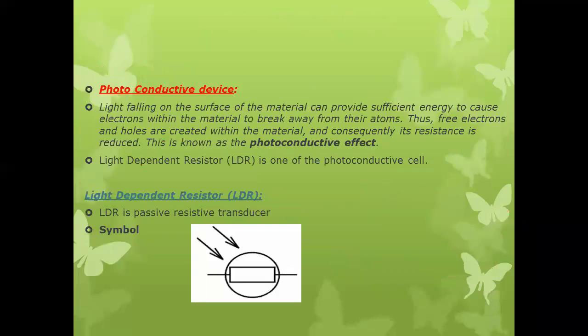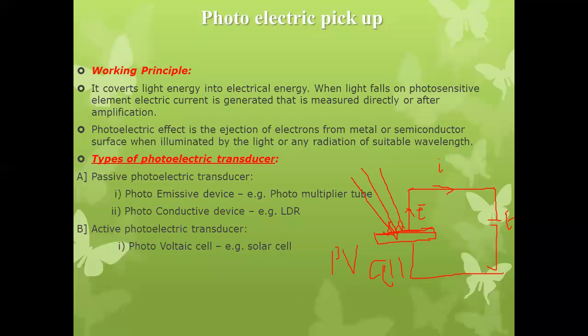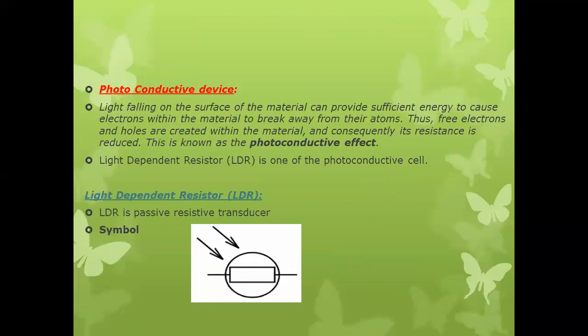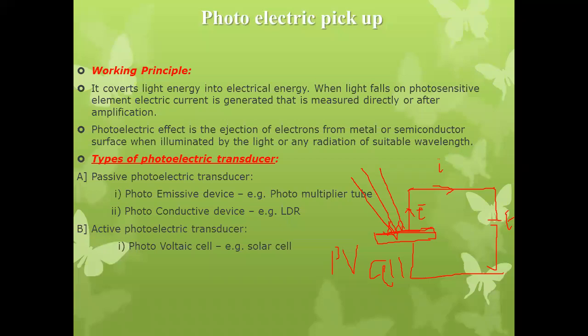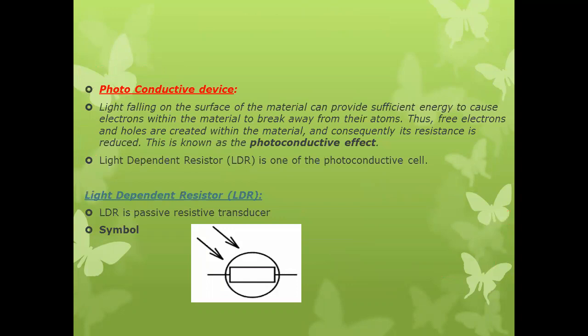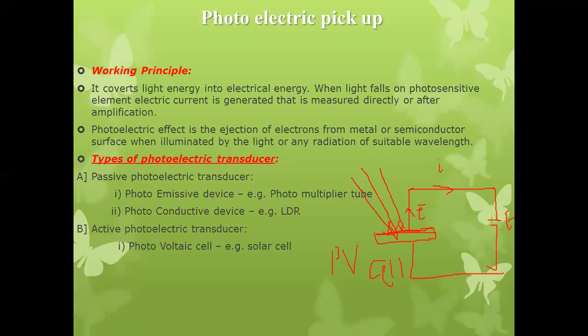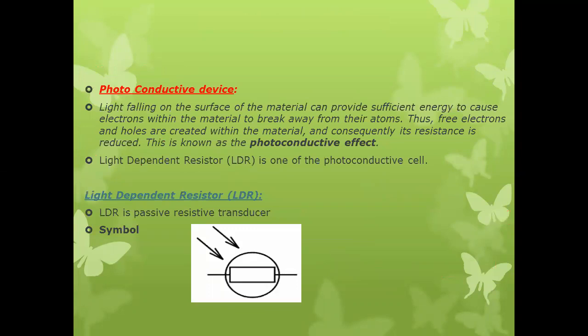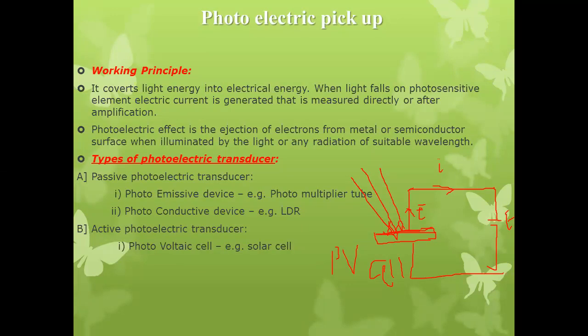We will now study the photoconductive device. It is a type of passive photoelectric transducer. See over here, this is the symbolic representation for this photoconductive device. For example, LDR is a photoconducting device. Now we will study the light dependent resistance in detail; that's why I have given only an introduction in the previous slide.